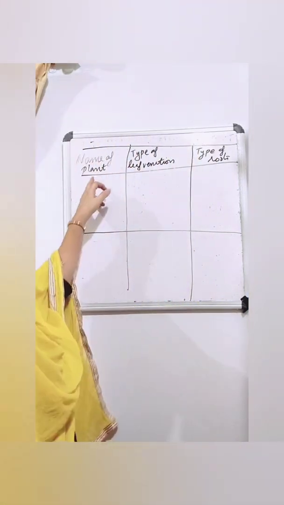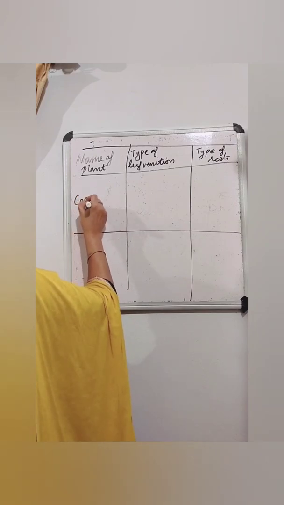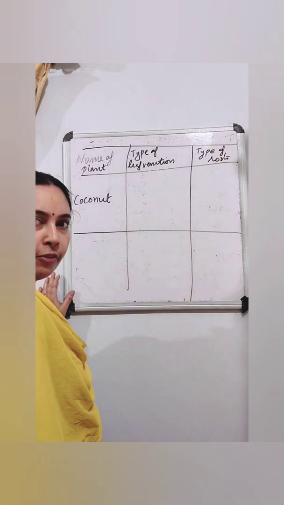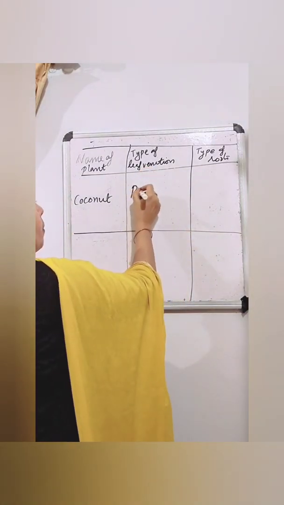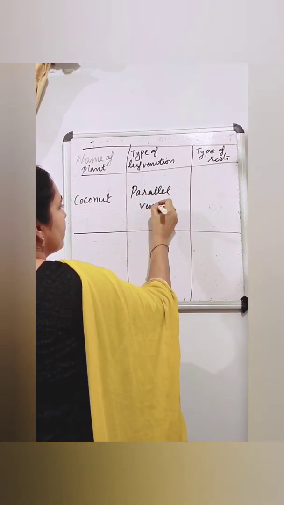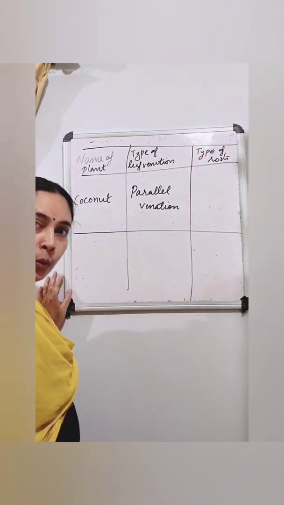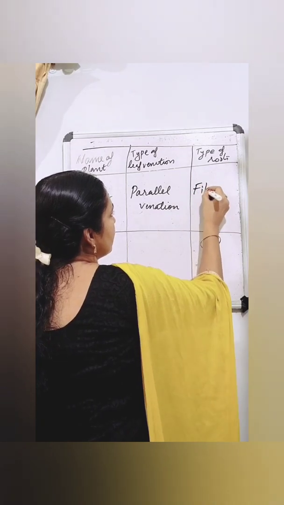Okay, now there is a table in your textbook. So you fill this table. What's the first one? That is the name of the plant. So you can write coconut. Then what is the type of leaf venation in coconut? It is parallel venation. Then what is the type of root? It is fibrous root.